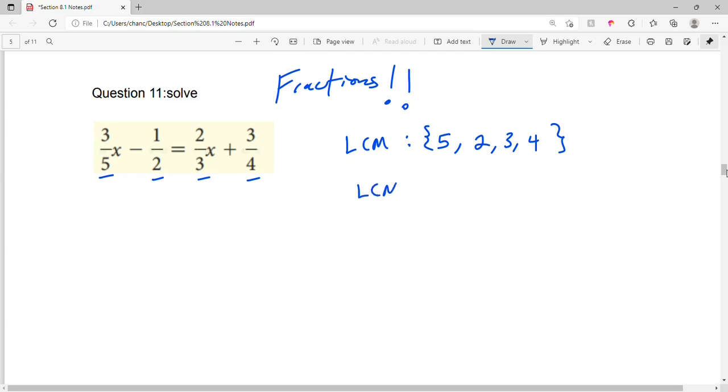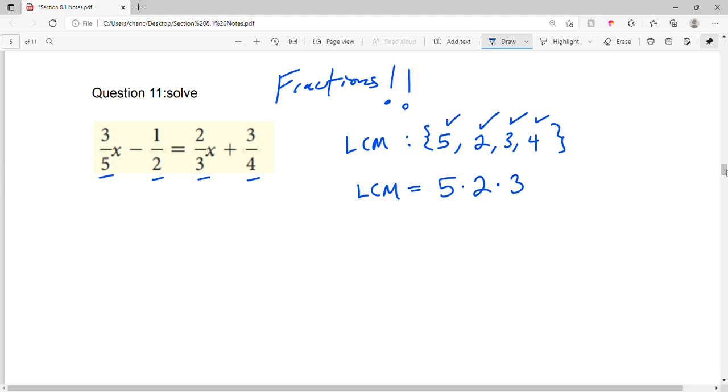Well, the LCM is going to be a number that's divisible by 5, 2, 3, and 4 at the same time. So when I find the LCM, I typically use these numbers to find it. If I'm divisible by 5, I need to have a factor of 5 in my LCM. If I'm divisible by 2, I need a 2. And if I'm divisible by 3, I will need a factor of 3 to be divisible by 3.